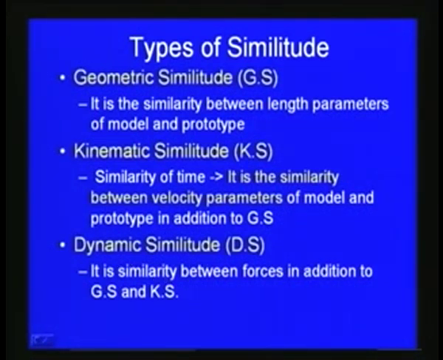So the last one is the dynamic similitude. Here this dynamic similitude is the similarity between the forces, in addition to the geometric similarity and kinematic similarity. So the geometric similitude is the fundamental similarity which we consider. When we deal with the kinematic similitude, we have to also consider the geometric similitude. So kinematic similitude is in addition to the geometric similitude, and the third one is the dynamic similitude, where we have to consider the various forces acting with respect to the prototype or the real field problem and the model, and that similitude we have to consider. And with respect to the dynamic similitude, we have to also deal with the geometric similitude and the kinematic similitude which we have seen.